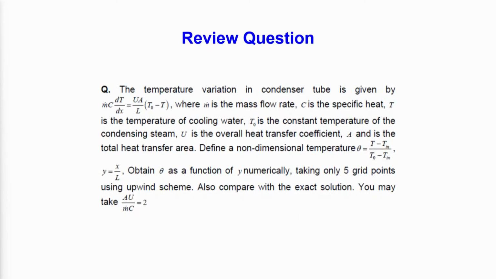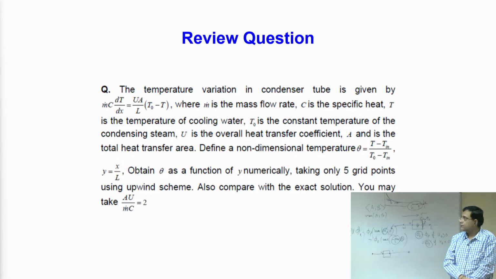Now, maybe we can get into one or two examples, the review questions. Let us say that you have a condenser in which you have the temperature variation. The left hand side is the mass flow rate into specific heat into rate of change of temperature. So, this is like the advection, and the right hand side is the rate of heat exchange, which is capital U, the overall heat transfer coefficient, into capital A by L into T naught minus T, where T naught is a reference temperature.